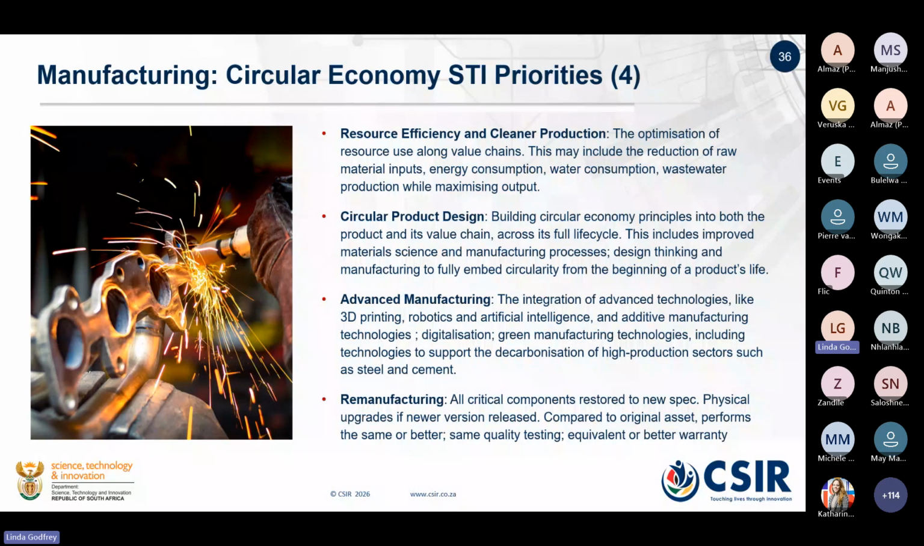Under manufacturing, we also have four priority areas. Again, resource efficiency and cleaner production. So how do we work with industry in manufacturing to reduce their energy, water, and materials consumption? Really importantly, circular product design.